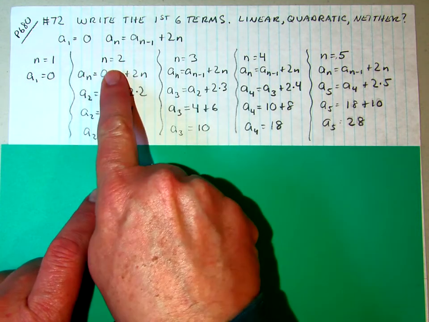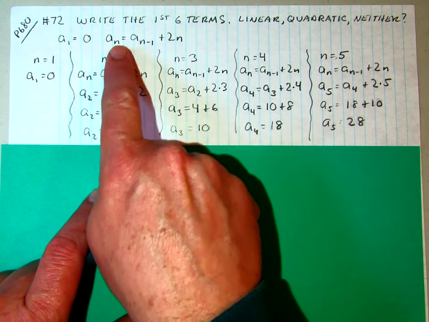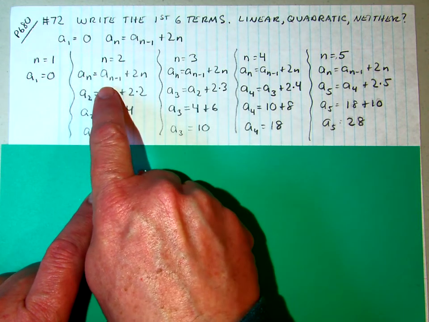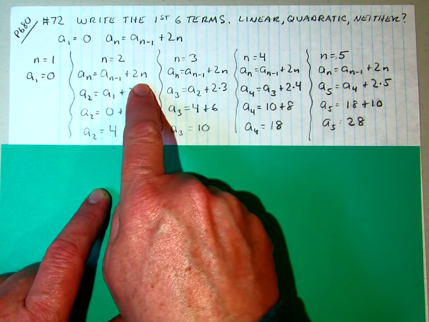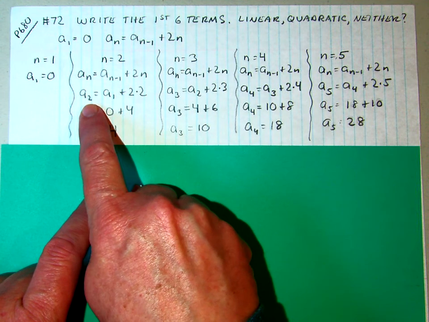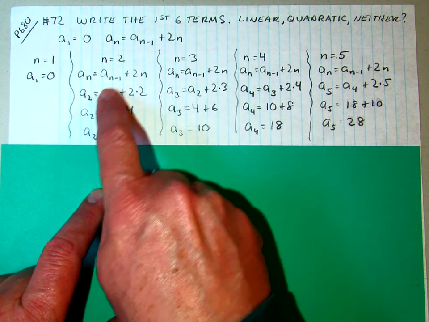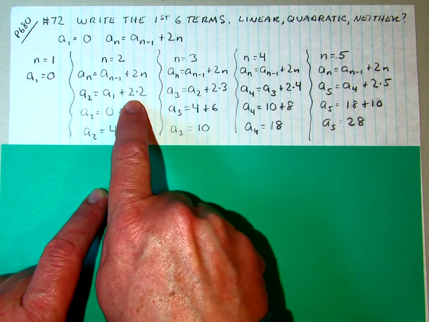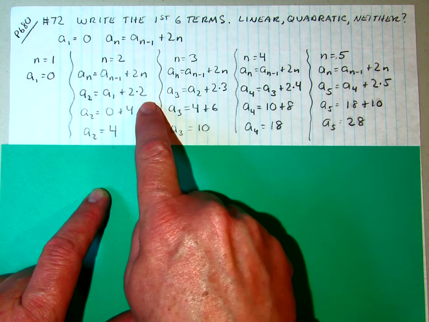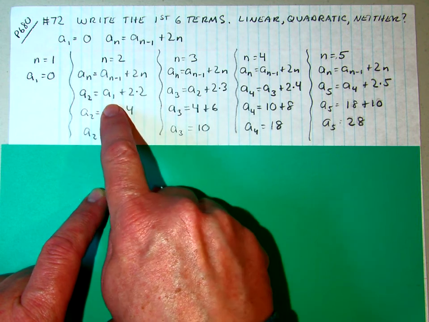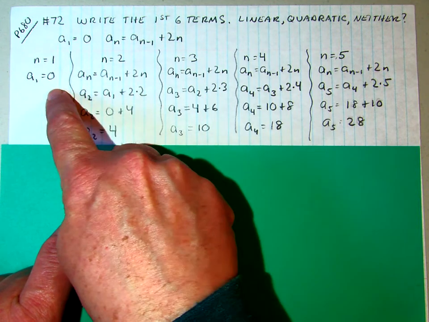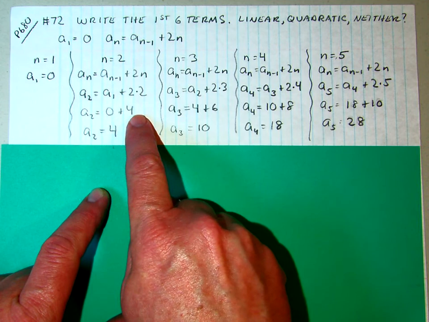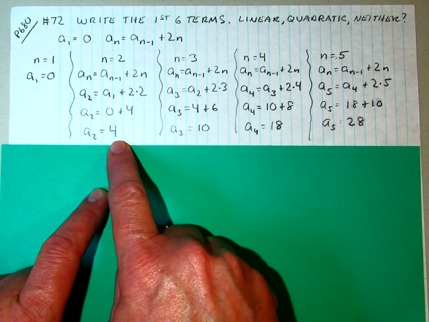Now when n is 2, we start with the formula a sub n equals a sub n minus 1 plus 2n. So we're looking for a sub 2. If that's a sub 2, a sub n minus 1 is a sub 1, plus 2 times, and then the n for this particular term is the 2. Well, we know a sub 1 from the previous step. That's 0. Plus 4, so a sub 2 is 4.